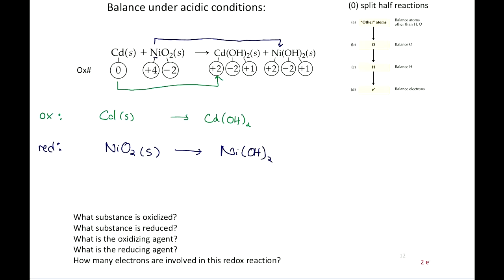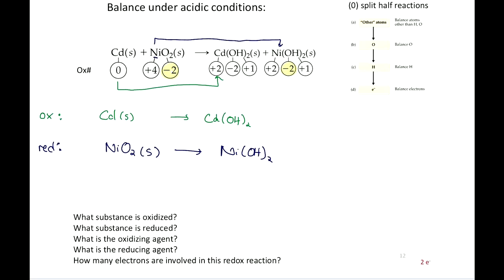If you take a closer look here, you might look at oxygen and think, is oxygen changing? If you look closely, the oxidation number of oxygen is not changing at all, so we're not worrying about that. That oxygen is involved in the reaction, it's just not gaining or losing electrons. We're focusing on cadmium and nickel here. Those are our two half reactions. They are not balanced, so we need to balance each of them separately.